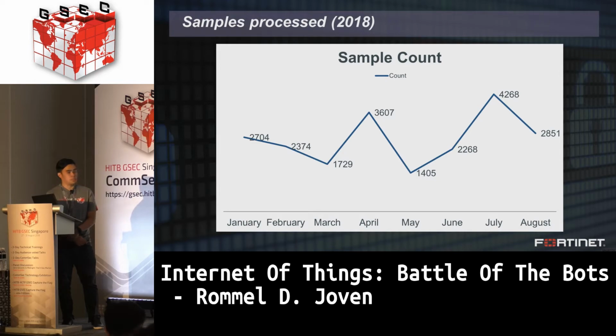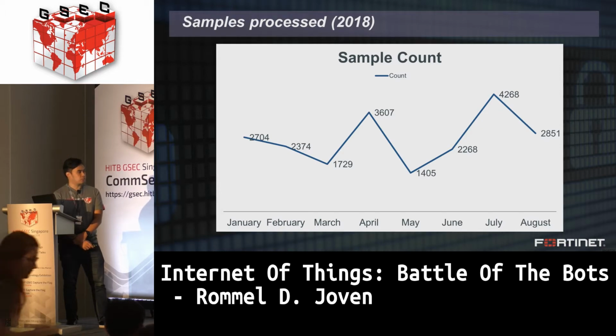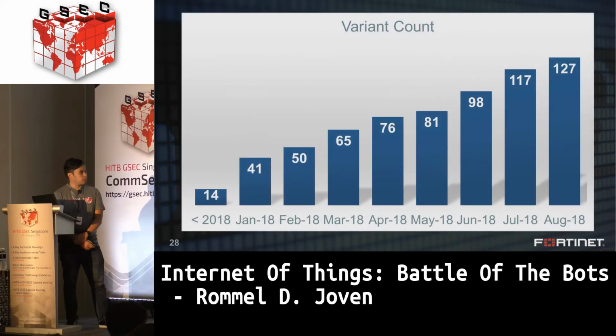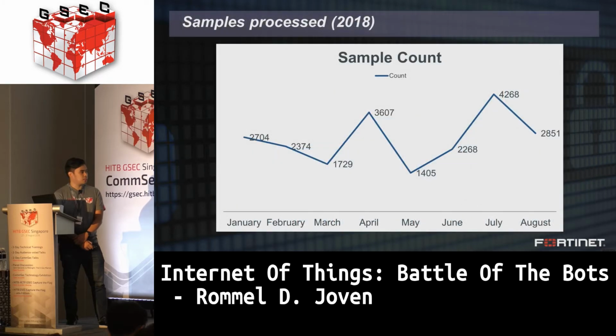Here is the sample count for each month of 2018 that we processed. January, we had 2,000. As you can see, almost every month we process more than 1,000 samples. For example, in May we only have 1,405. Comparing it to the previous slide, April had 76 variants, but May had 81, so there was only an increase of 5. It could mean that since there are only 5 new variants, there were also fewer samples being processed.